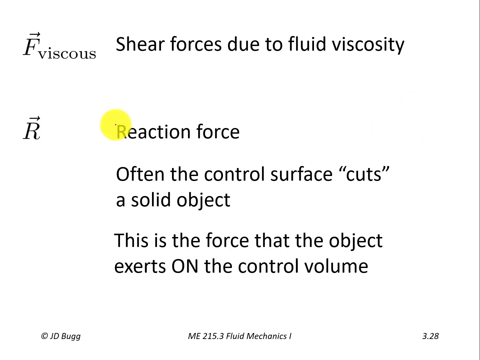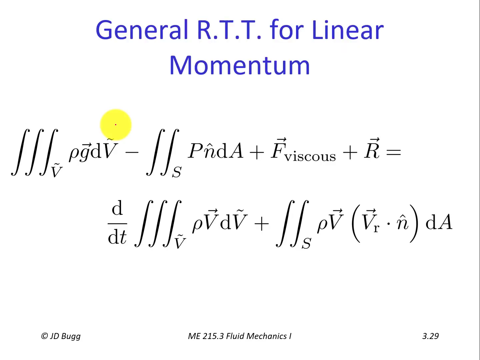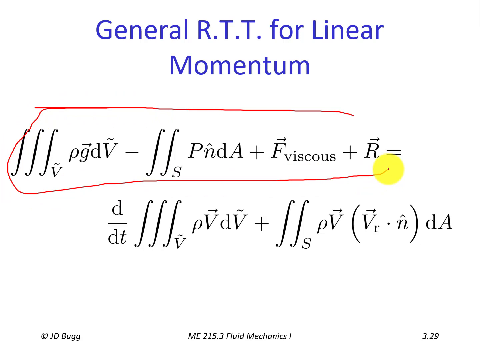So now we're ready to bring all of these things back into the general form of the equation. So this is our general form of Reynolds Transport Theorem for linear momentum. And the left-hand side of our equation here is all of the forces that act on our control volume. So we have our body forces, our normal forces due to pressure, our tangential forces due to viscosity, and this reaction force due to any solid member that might be cut by our control surface.